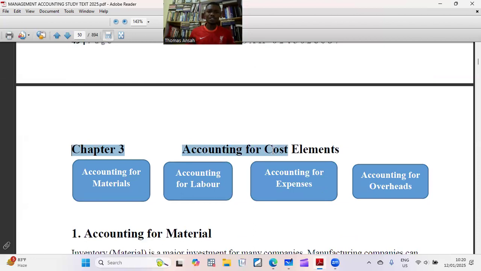So when we meet at chapter 3, this is what we will be doing. All right. So we'll pick them one by one. Accounting for the cost element. Have a great day.